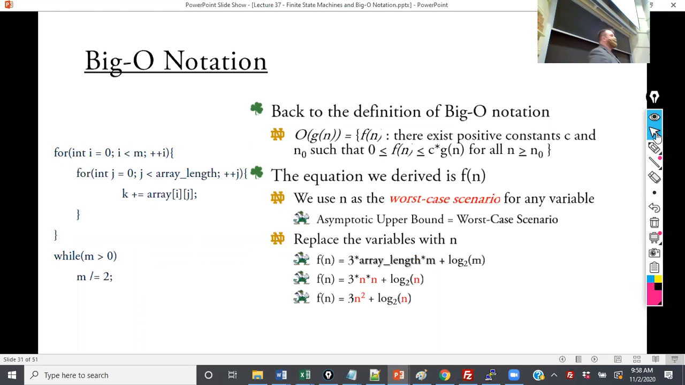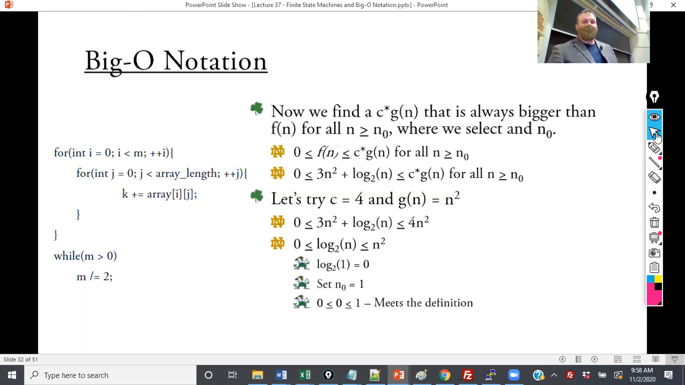And so now we can see that we have some sort of constant in front of it, right? 3. So that's where that constant c is going to come into play. What's going to happen here is I'm going to try to come up with some value for g of n that is always greater than or equal to the equation that we derived. So in this case, I have 3n squared plus log base 2 of n.